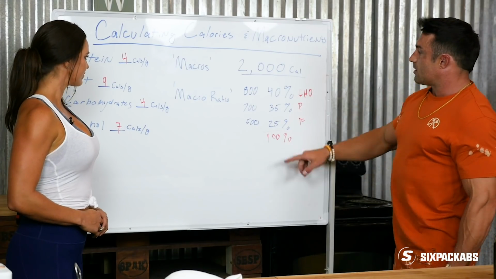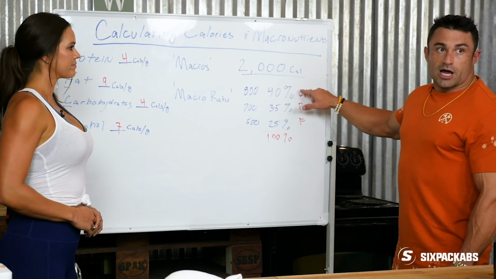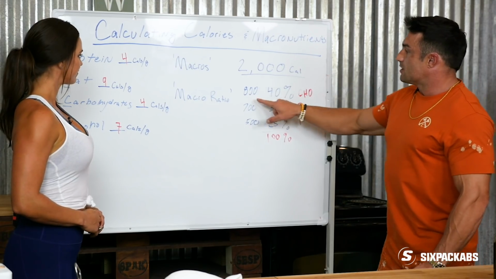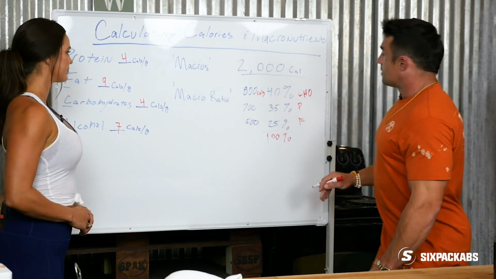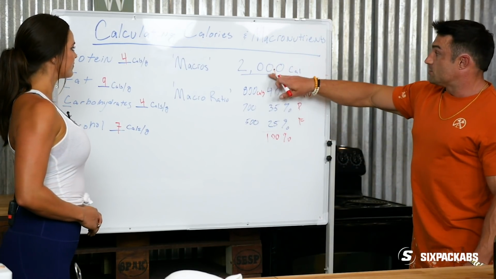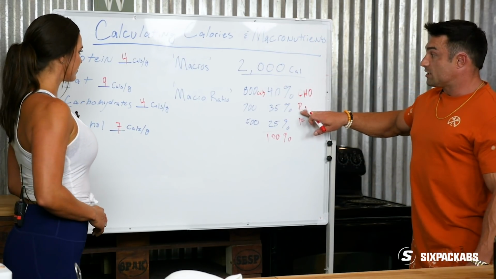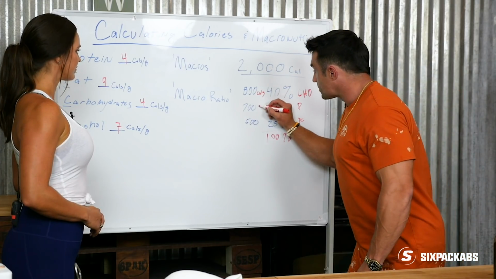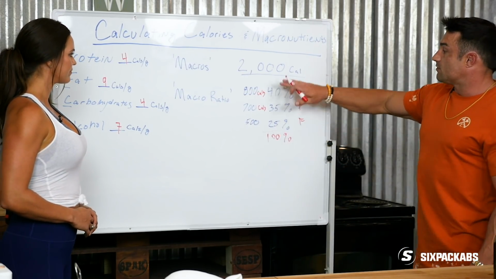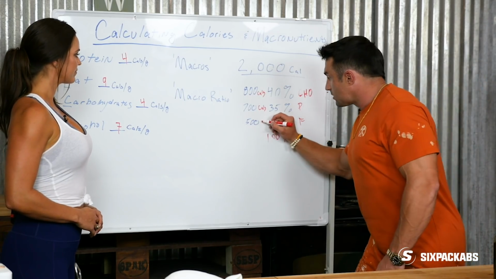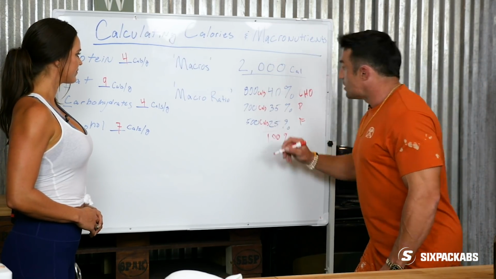Very easily, you can take this 40%. So let's ignore these numbers for now. 40% carbohydrates of 2,000 calories is 800. So that's 800 calories. 35% of 2,000 calories in protein comes out to 700 calories. And then down here at fats, 25% of 2,000 calories comes down to 500 calories.